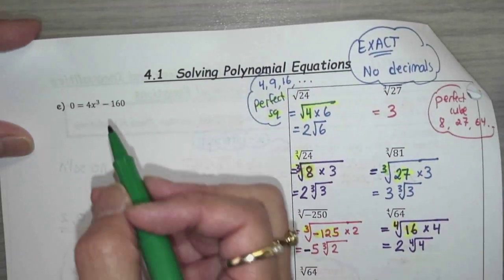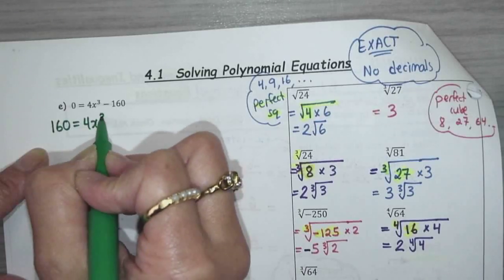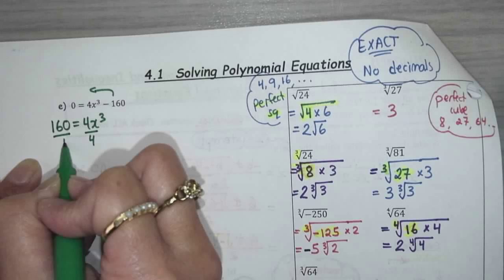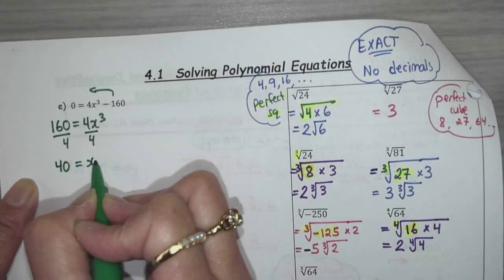So here, if I said, okay, I'm going to bring the 160 over. 160 equals 4x cubed. So I'm bringing it over. Divide both sides by 4. Yes, you are allowed to divide by a number. Yes, that's fine. So 40 equals x cubed.